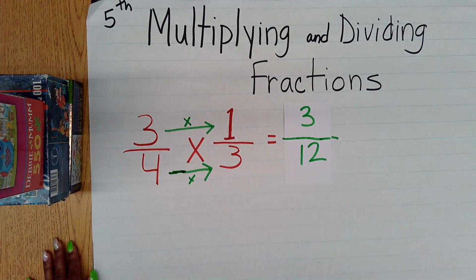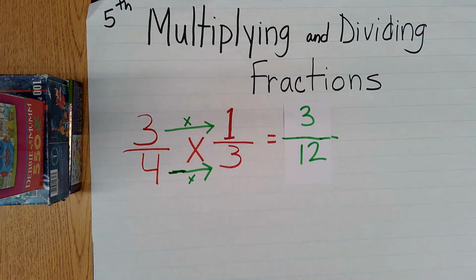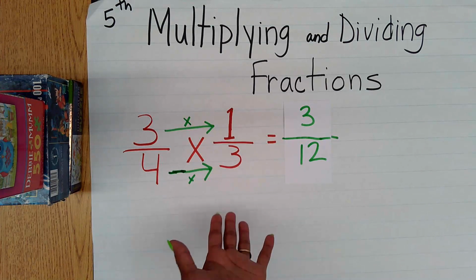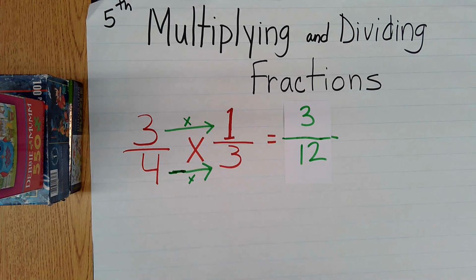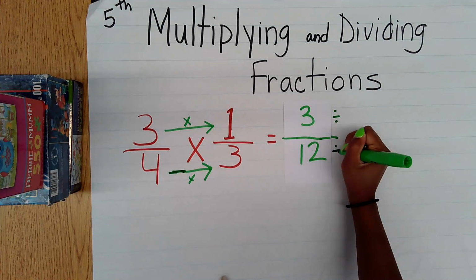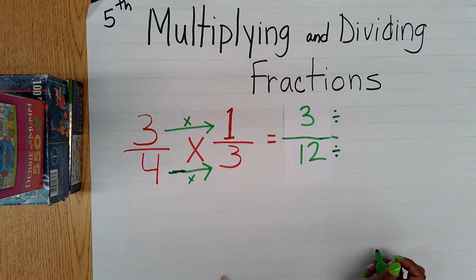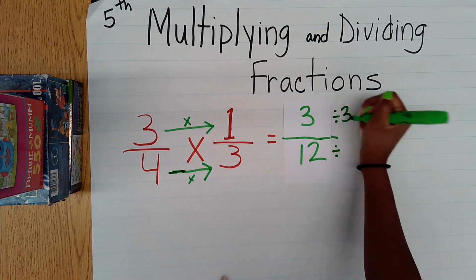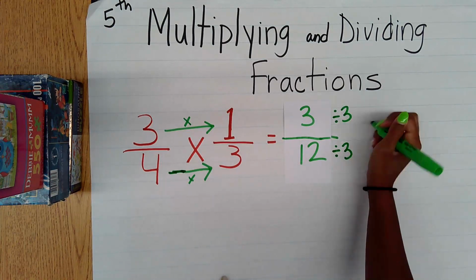However, I can simplify this fraction, which just means to reduce it to the smallest numbers. It's an equivalent fraction, so it still represents the same space. We're just taking the numerator and the denominator, and making them into the smallest numbers they can be. So I can take 3 and 12, they have to be divided by the same number. I can divide both of these numbers by 3.